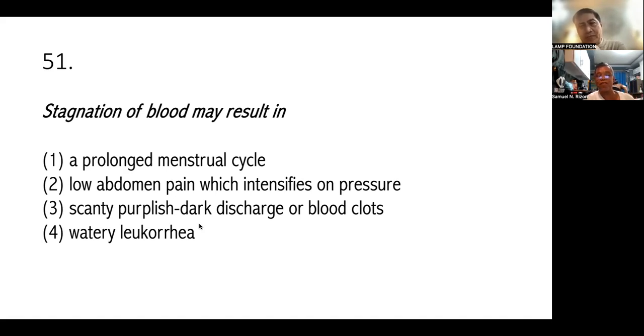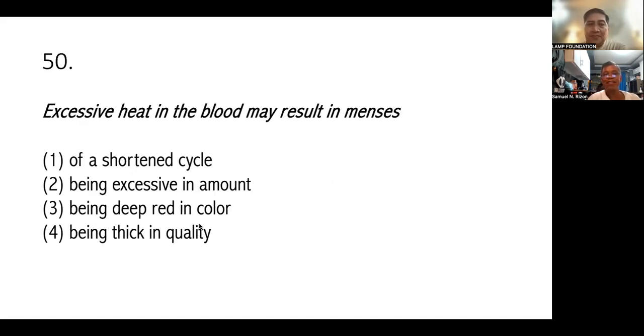Very good. So if you have a female patient with a menstrual issue, how will you differentiate blood stagnation from excessive heat in the blood? Well, for excessive heat in the blood, the color of the blood should be sharp red, bright red. Yeah, that's the correct answer. And what about the menstrual cycle?